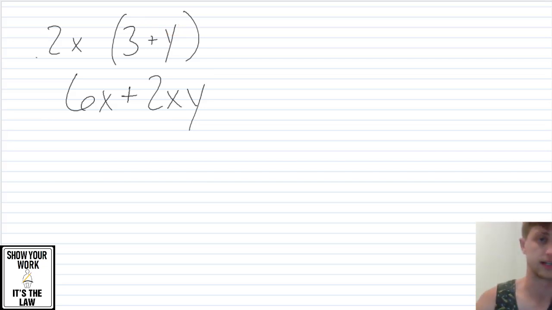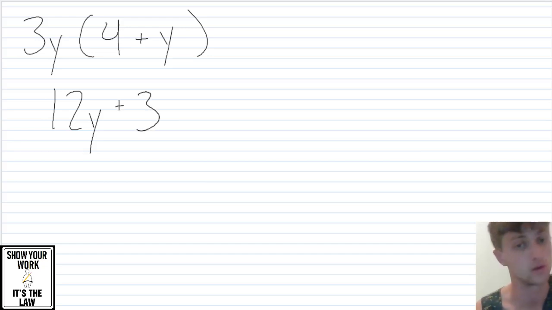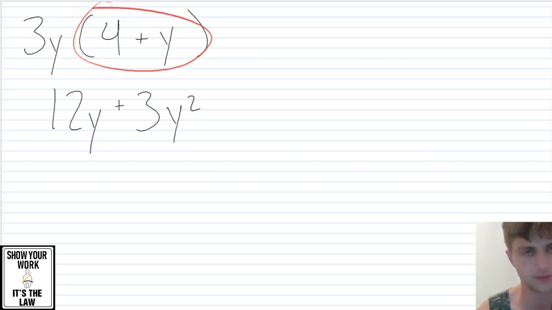Okay, let's take a look at another example. Let's say we have this one here. We have this monomial times this binomial. So once again, it's just distribution. So we got 3y times 4, that's just going to equal 12y. And then we have 3y times positive y, that's going to be 3, and then y is multiplied by itself twice, so 3y squared. That's all there is to it. So when we multiply this monomial times this binomial, we get this binomial.